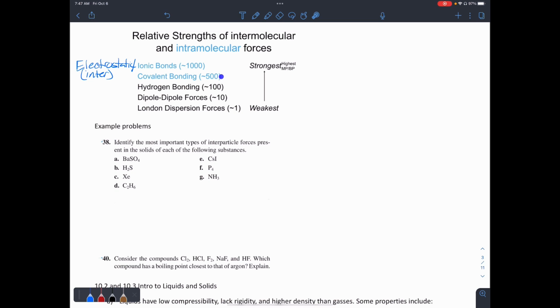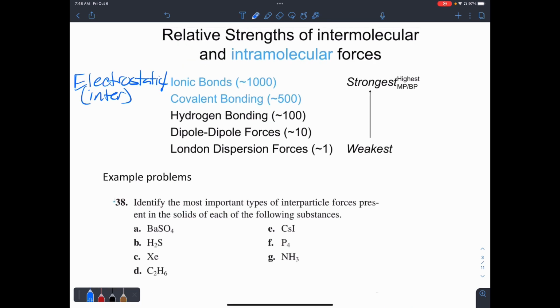Covalent bonds have a lower bond energy, and when it comes to intermolecular forces, the ones we've learned about today, hydrogen bonding is the strongest of the covalents, then dipole-dipole, then London dispersion forces. So let's take a look at some practice items where we will put these intermolecular forces into use. Identify the most important types of interparticle forces, so intermolecular forces present in the solids of these substances.